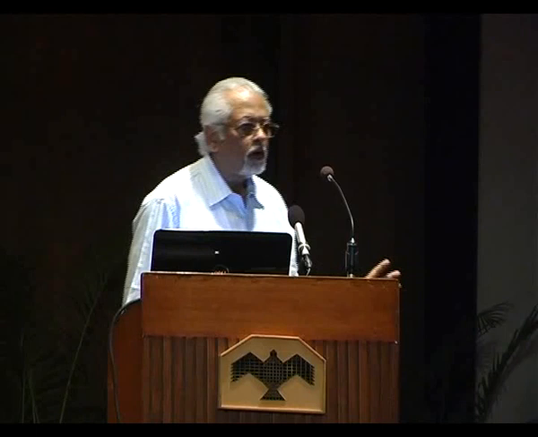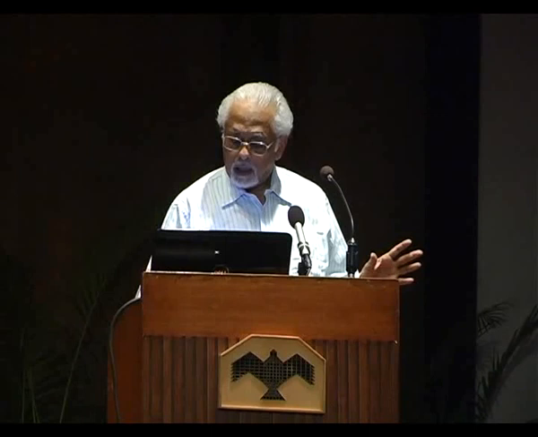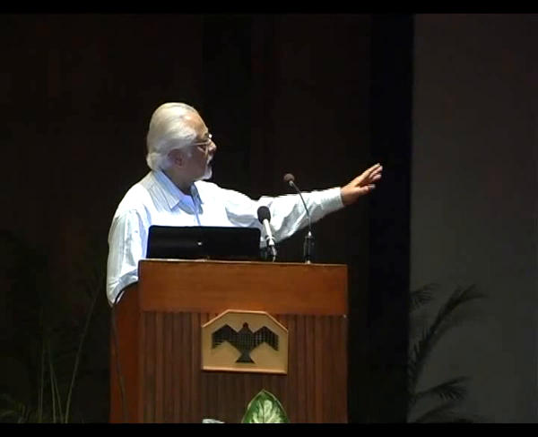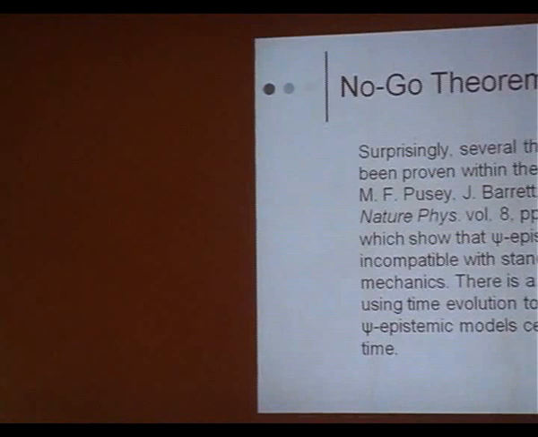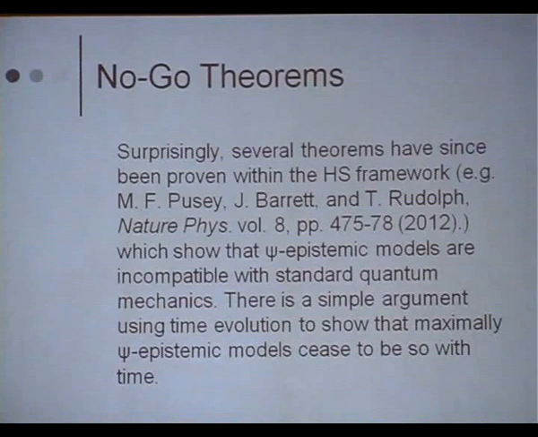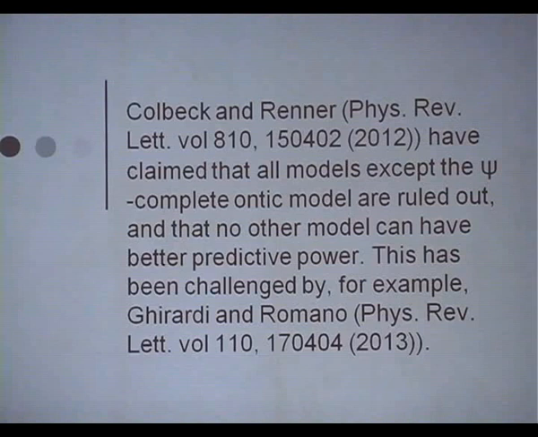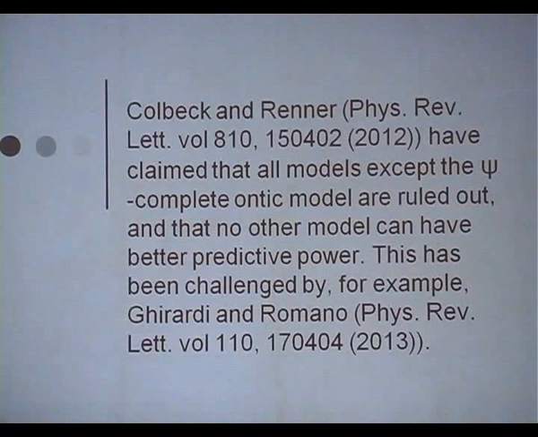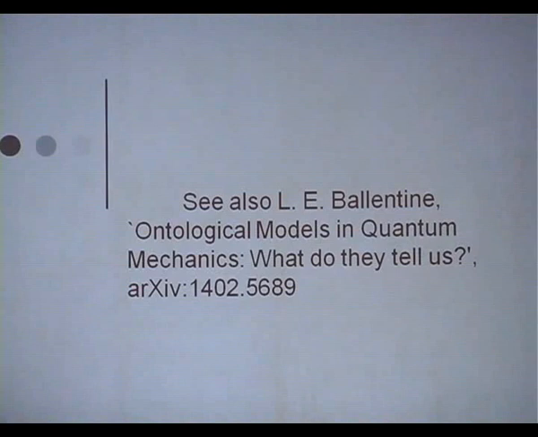Now this theorem then said that such states, if you believe in them, will invariably give you results which will contradict those of quantum mechanics. So that cannot be an interpretation. Colbeck and Renner went much further, and they claimed that all models except the psi-complete ontic model are ruled out, and that no other model can have better predictive power. Now this has been challenged by many, for example, Gao and Romano, but I don't want to go into those details. If you are interested, you can also see this rather nice article by Ballentine called Ontological Models in Quantum Mechanics. What do they tell us?